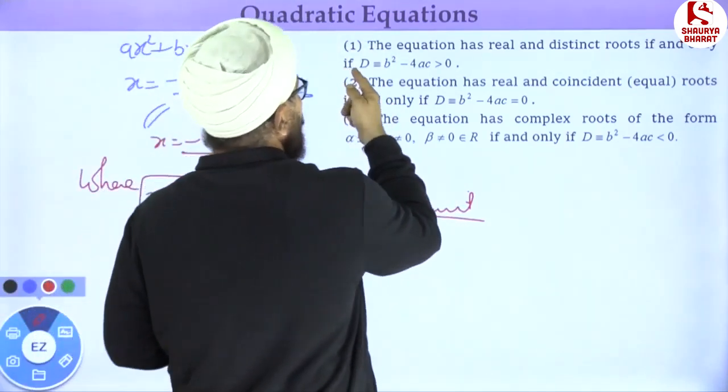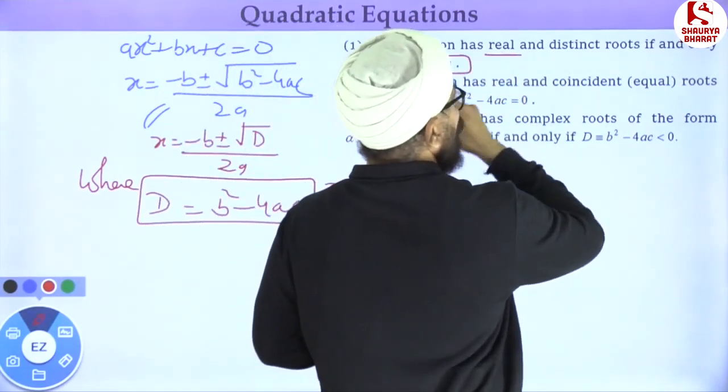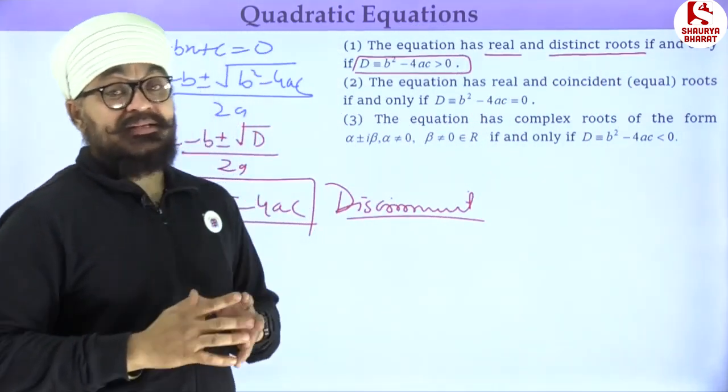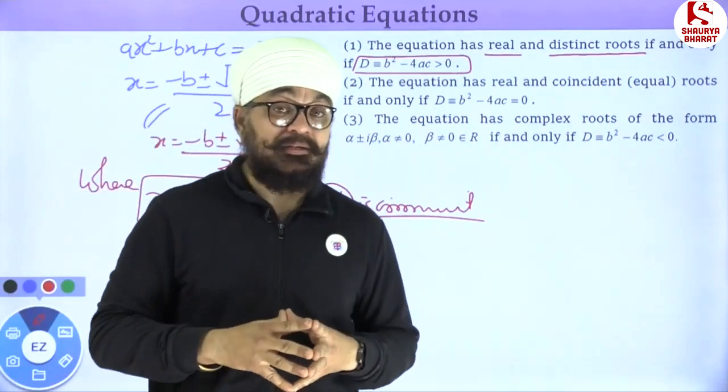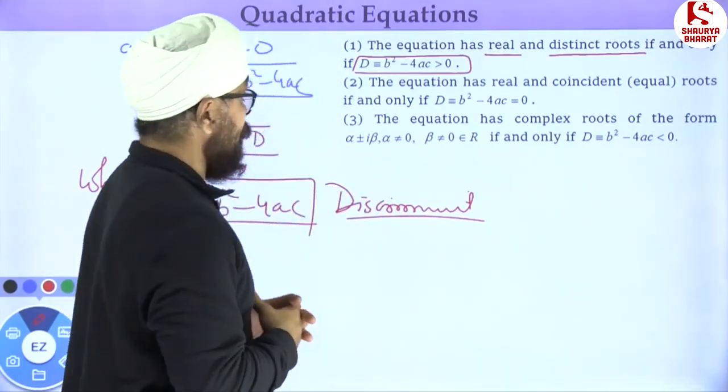When your discriminant is greater than 0, this is giving you a clear indication that we are going to get real and distinct roots. Real means we will not get any complex number. Distinct means different. There will be two answers that we are going to get.